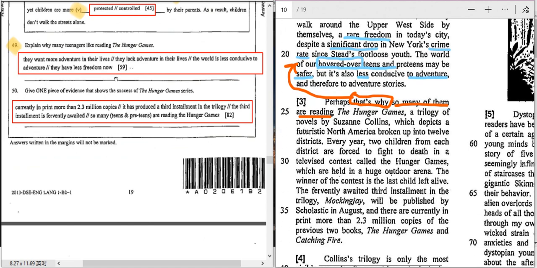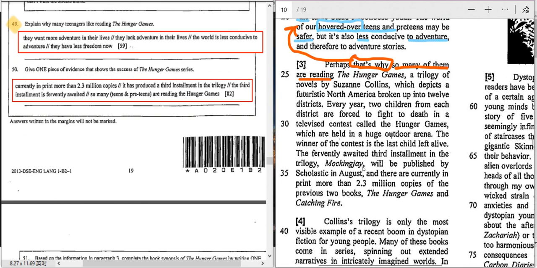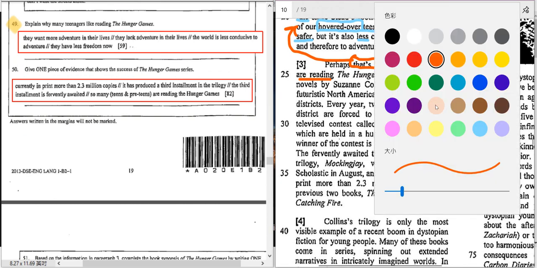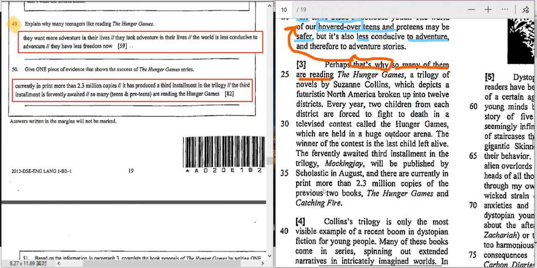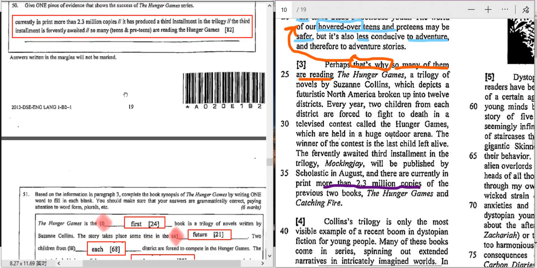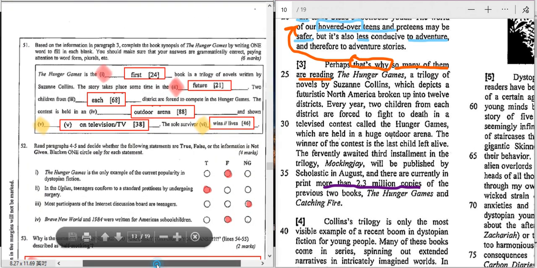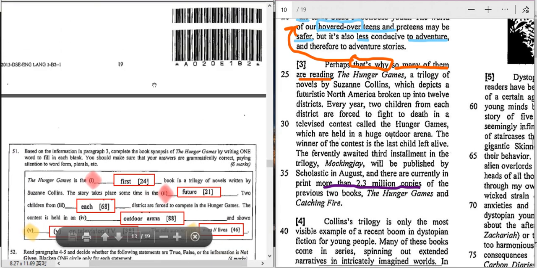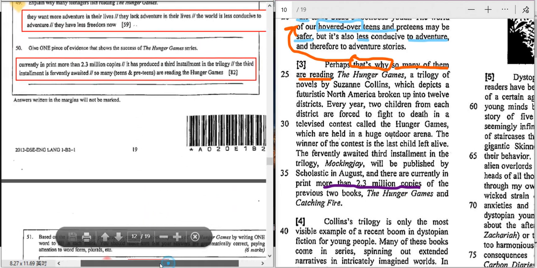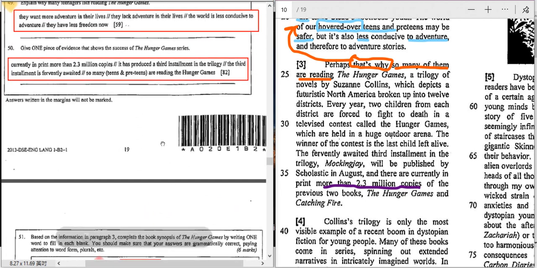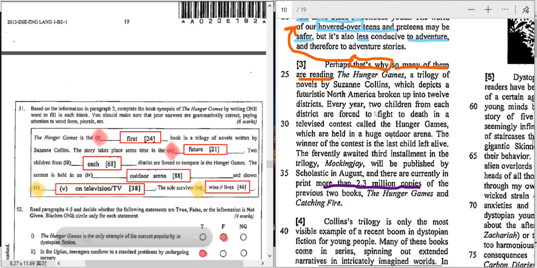50. So now that we have settled the difficult bit, now let's move on to 50. Give one piece of evidence that shows a success. Well, it's easy to get the answer here. More than 2.3 million copies are sold. That's it. 51. So while 50 is a comparatively easy question, 51 is quite another thing.